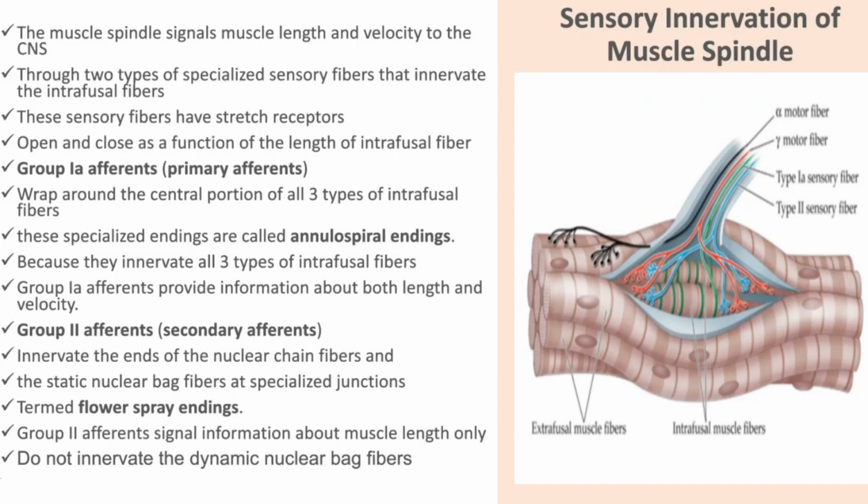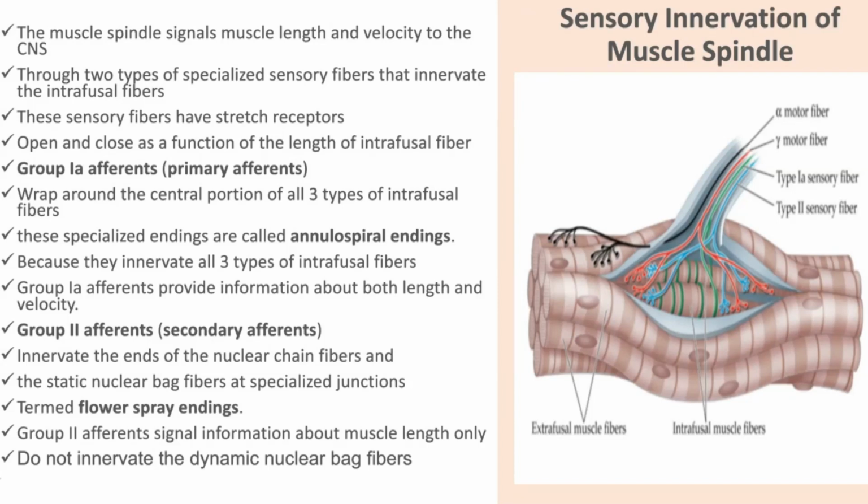Group 1A afferents are also known as the primary afferents. They will wrap around the central portion of all three types of intrafusal fibers that I talked about. These specialized endings are called annulospiral endings because they innervate all three types of intrafusal fibers. Group 1A afferents provide information about both the length and velocity.